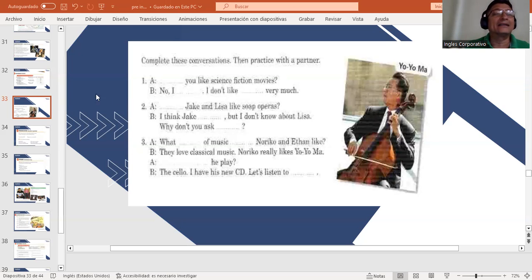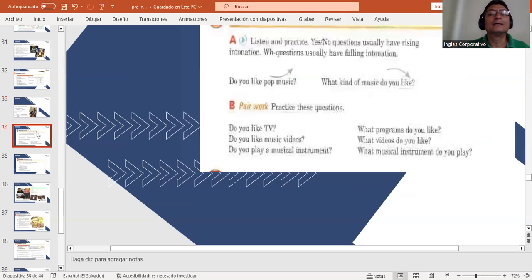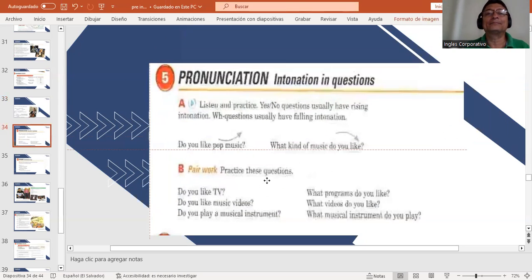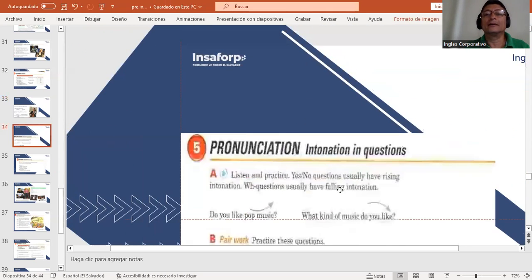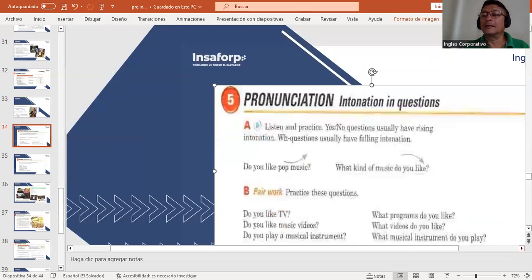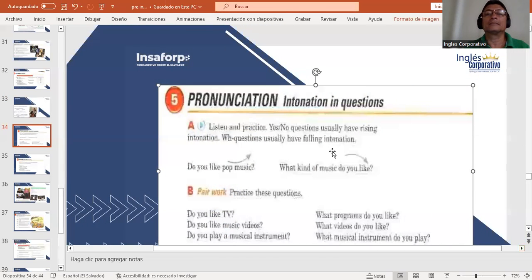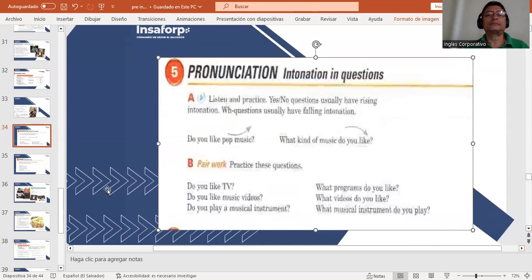All right. Next activity, my friends. This is a pronunciation exercise. Okay, listen. Listen to my beautiful voice. Listen and practice. Okay, yes, no question. And this is the explanation. Pay attention to it.